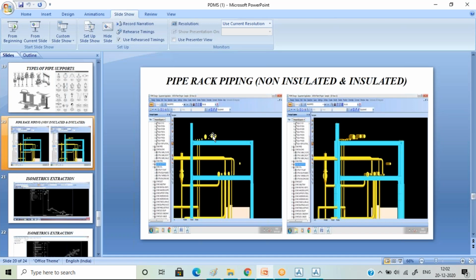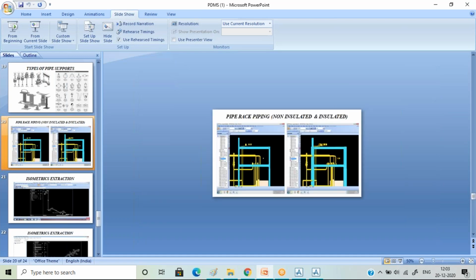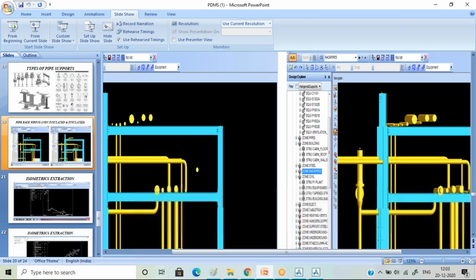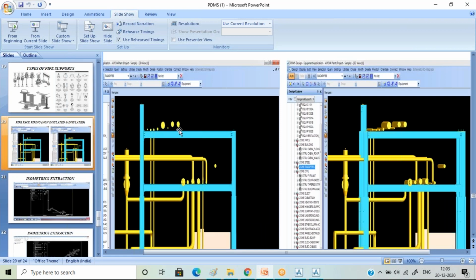So what are the criteria that we specify that this particular support should be a guide, this one should not be a guide, this one should be a limit stop? So again, that criteria is important, and that thing has to be explained again, that this is your non-insulated pipe, this one is your insulated pipe. So this is how you see. Now how come we have taken out the difference?